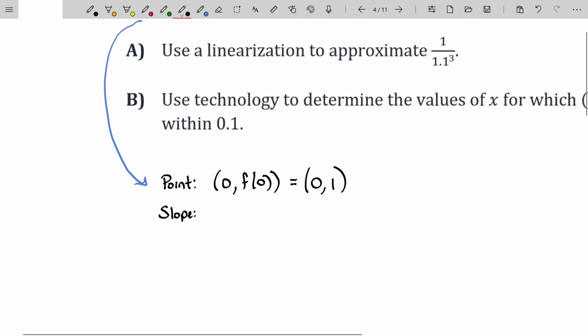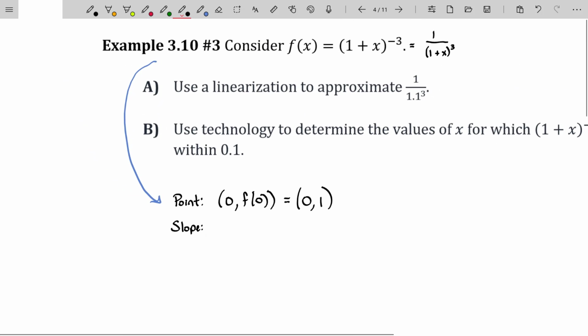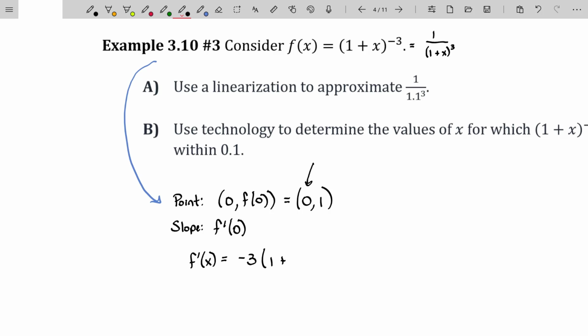Now, the slope is a different question. We still have to evaluate the slope at 0 as well. Or, sorry, the derivative at 0. So the slope is just the derivative at 0, because that's the point we're plugging in. So we're basically finding the tangent line at 0. Let's find out what f prime is. f prime of x is going to be negative 3 times (1 plus x) to the negative 4th power times the derivative of x via the chain rule, which is just 1. And so we have negative 3 over (1 plus x) to the 4th. Well, if you evaluate this at 0, that would be negative 3 over 1 to the 4th, or negative 3.